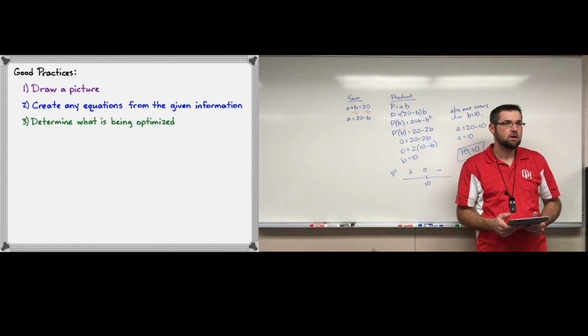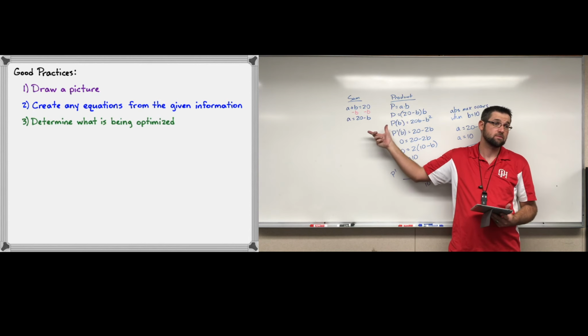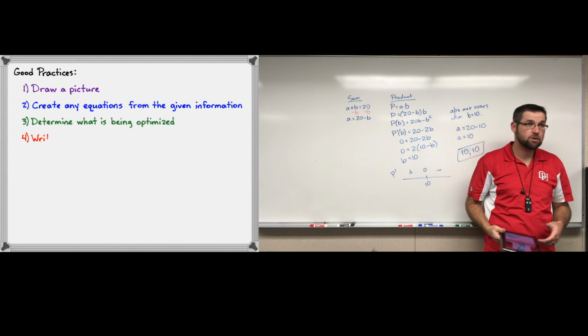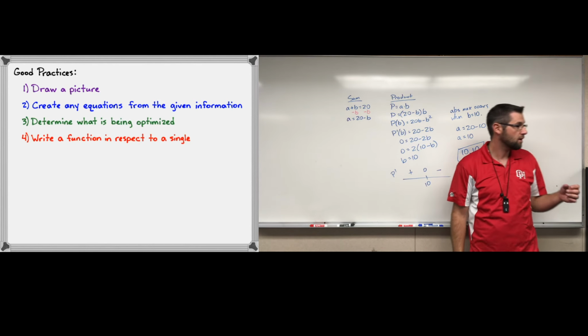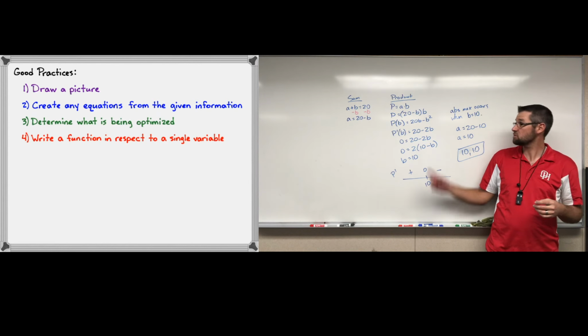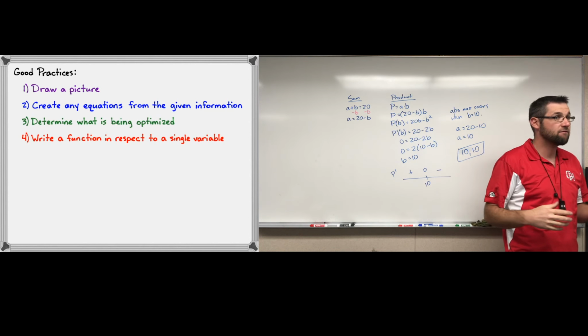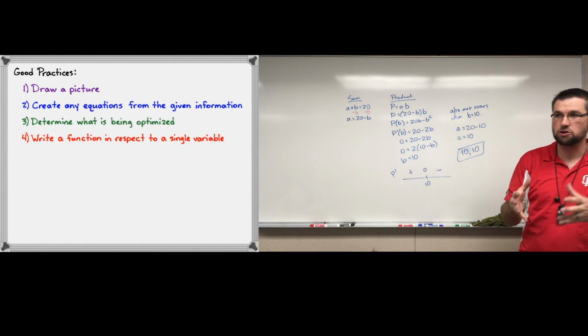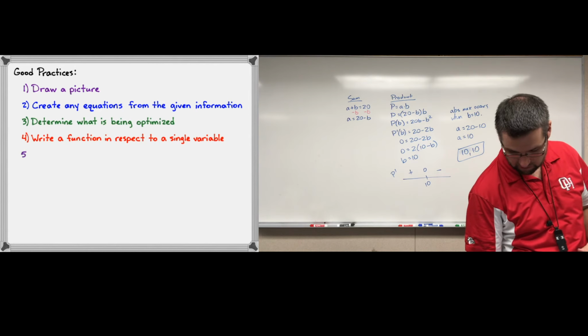You can. Yeah. But you have to be careful because most of the time you need two equations so you can get rid of one of the variables. Fourth step: write the function in terms of what? A single variable. That's what we did here. We got this in terms of just b instead of a and b. And then after that, what did we do? After we have the function, we took the derivative to find the extrema. And that's step 5.